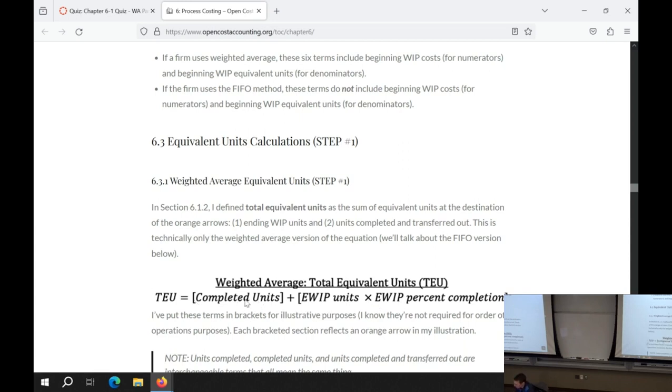But we end up with total equivalent units because they are both equivalent unit numbers. This one right here is where we might have a percent that's different, and we end up with a different ending WIP equivalent units than we had ending WIP physical units. Okay?